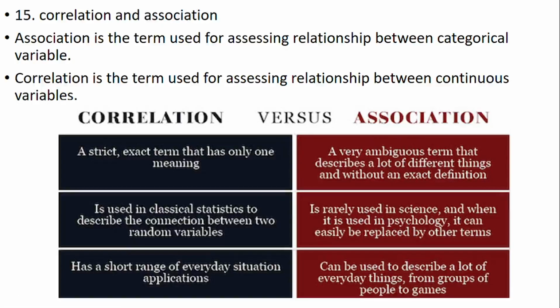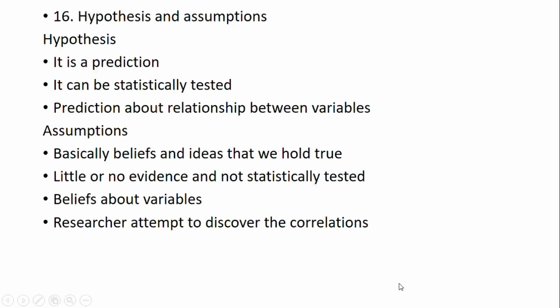Correlation and association. Association is the term used for assessing the relationship between categorical variables. Correlation is the term used for assessing the relationship between continuous variables. Correlation is a strict, exact term that has one meaning, used in classical statistics, with a short range of everyday situation application. Association is a very ambiguous term that describes a lot of different things. It is rarely used in science, and in psychology it can be easily replaced by other terms. It can be used to describe a lot of everyday things.